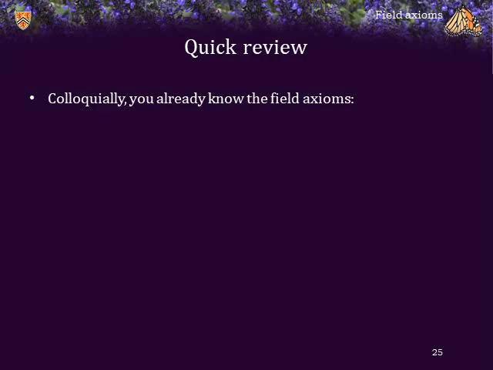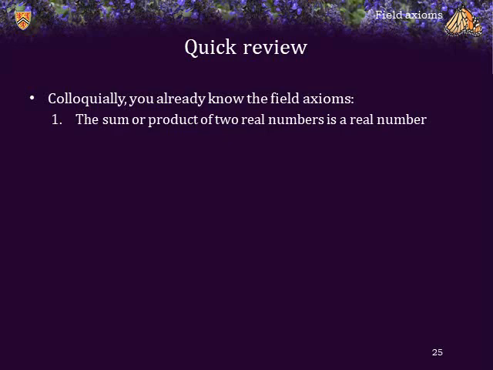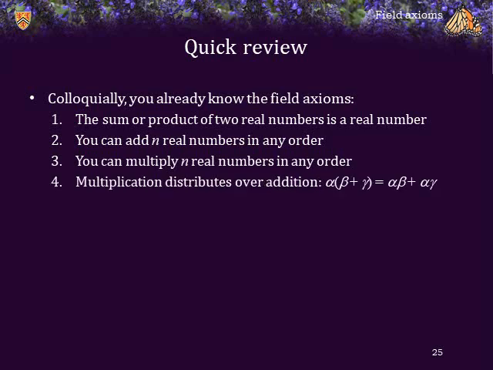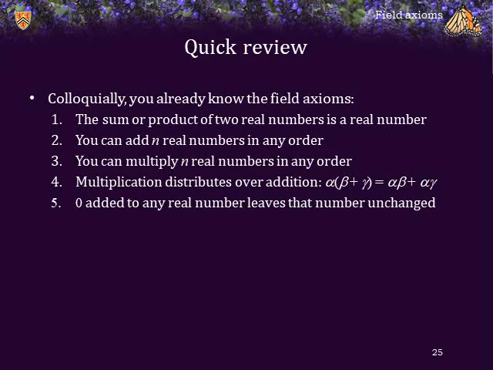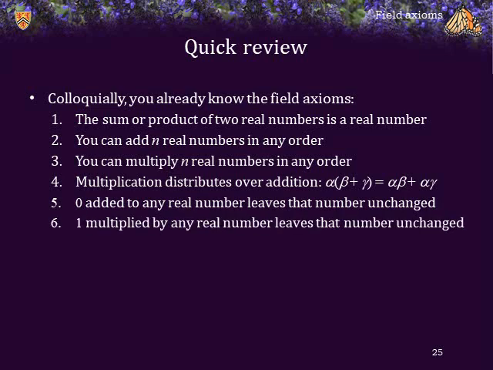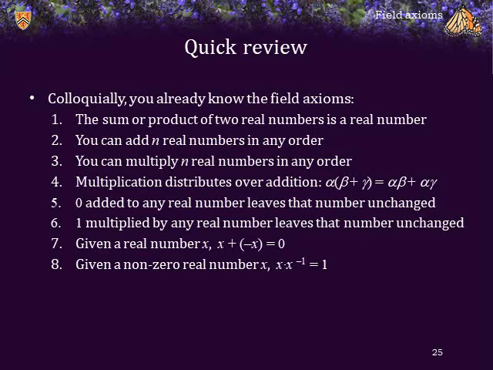Now, let's do a quick review. Colloquially, you already know the field axioms. You know that the sum or product of two real numbers is a real number. You also know that if you have n real numbers, you can add them in any order that you want, and you're always going to get the same result. The same goes for multiplication. You know that multiplication distributes over addition. You know that 0 can be added to any real number, and that leaves that number unchanged. Similarly, multiplying any real number by 1 leaves that number unchanged. Every single real number has an additive inverse, and every non-zero number has a reciprocal.